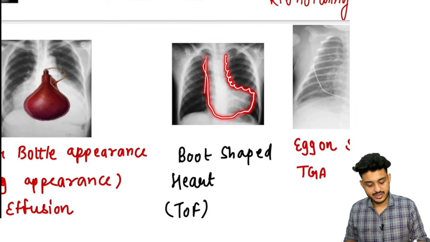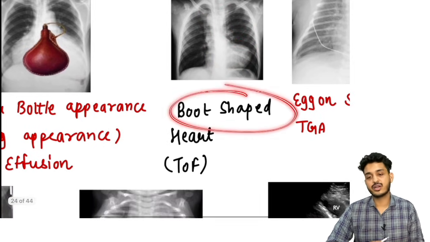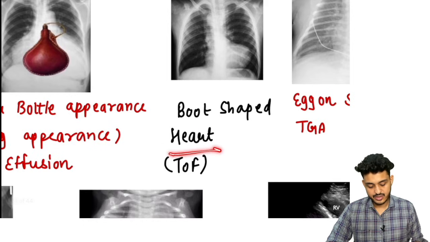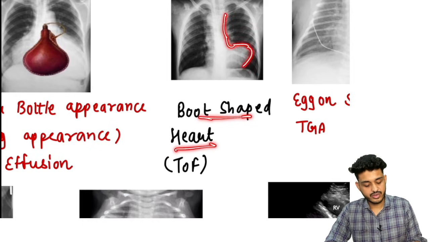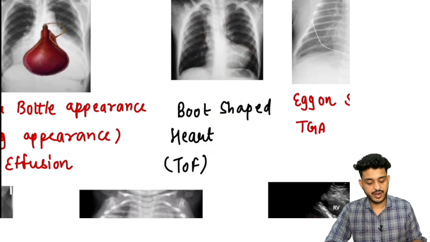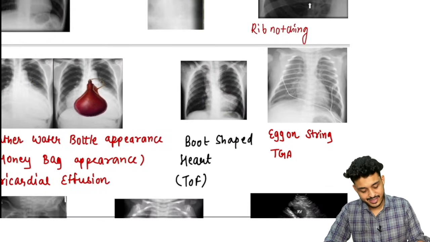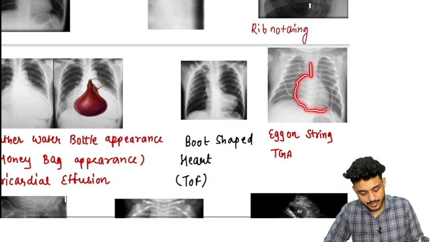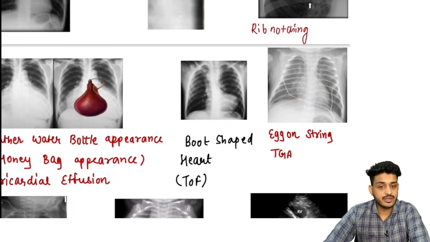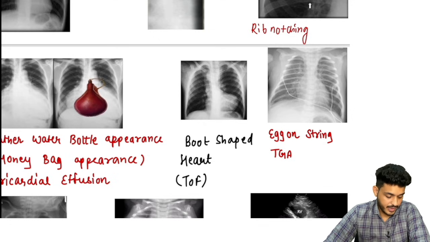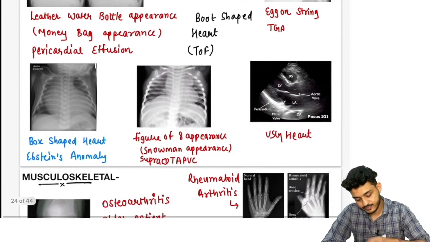This is going to be the boot shape appearance. This is what you will find in tetralogy of Fallot, right? Boot shape heart is going to be a feature of tetralogy of Fallot, beta. Here you will have the egg on string appearance. The egg on string appearance is going to be seen in cases of transposition of great arteries, right? This is going to be TGA.